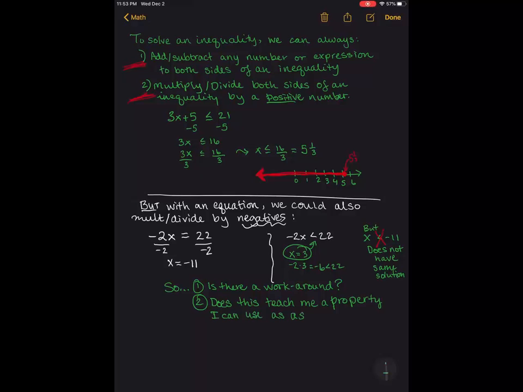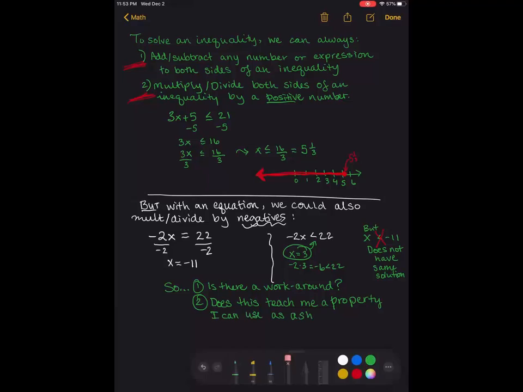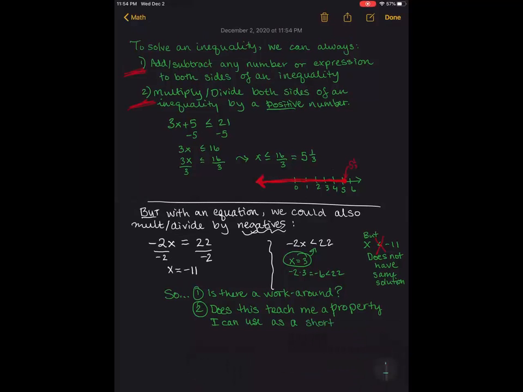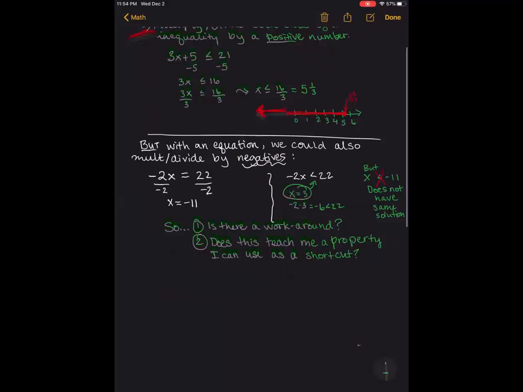And the good answer is that for both of these questions, yes. There is a workaround and a property I can use as a shortcut, and it's super simple and really fun. Okay, maybe not really fun, but there's nothing like the sense of solving a problem and feeling satisfied.